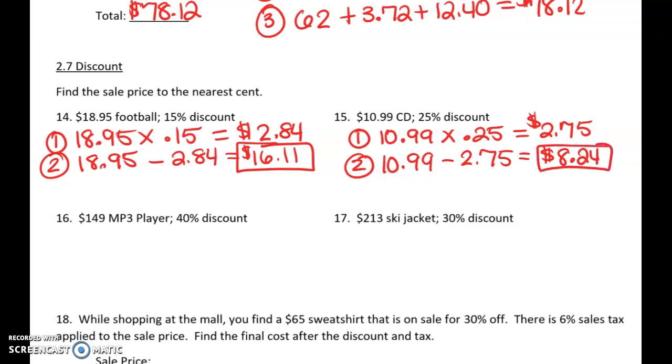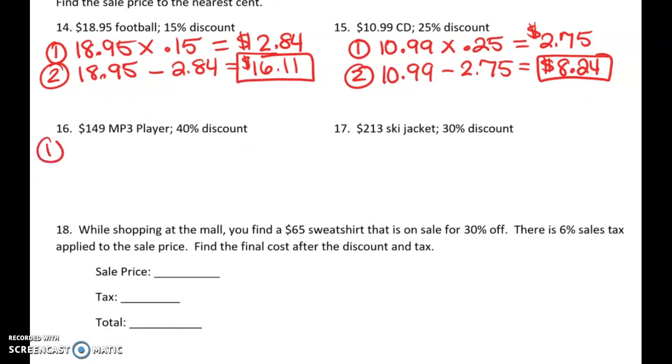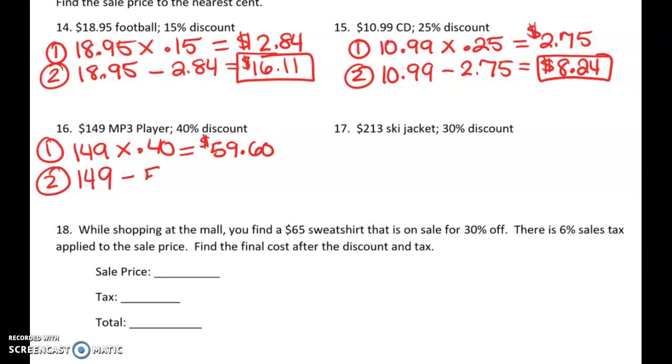Same thing for number 16. So first I need to figure out what is 40% of the cost, which is $59.60. Okay, and now because it's a discount, I'm going to subtract it from the initial cost to get the new cost of $89.40.